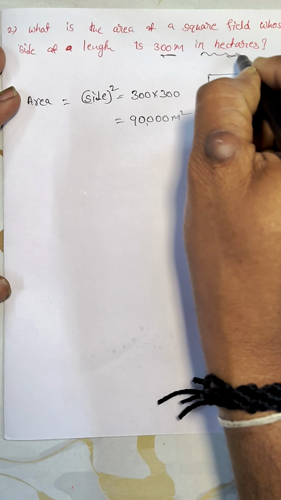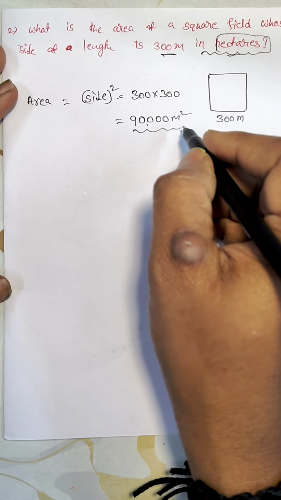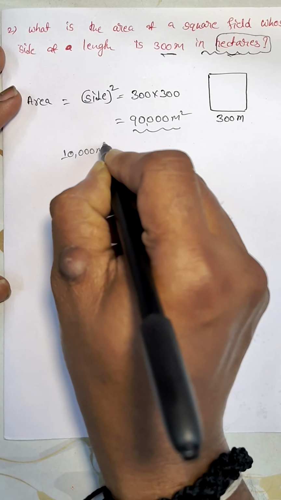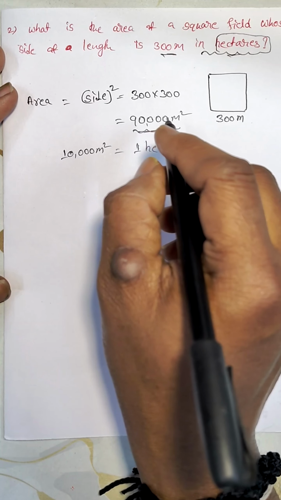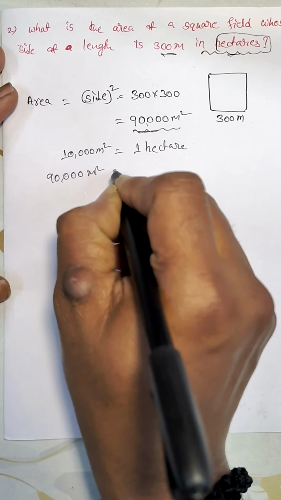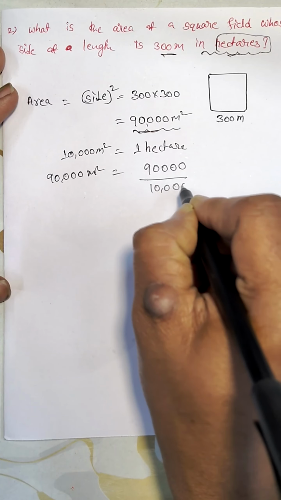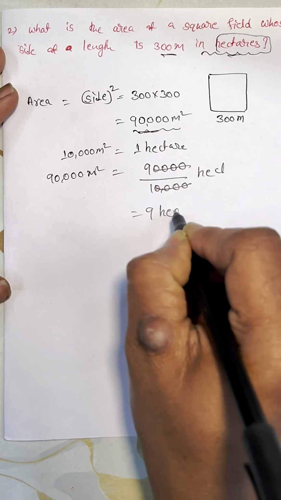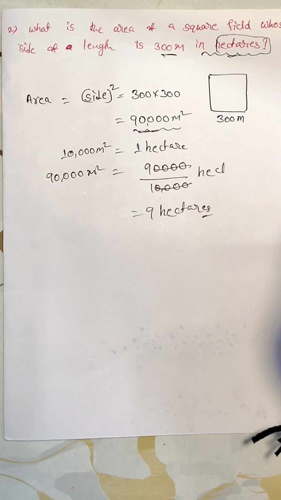But we are asked to find the area in hectares. That means we need to convert these square meters into hectares. We know that 10,000 square meters gives you 1 hectare. We have 90,000 square meters, so 90,000 divided by 10,000 gives hectares. On dividing it, you will get 9 hectares as the answer. So the area of the required square is 9 hectares.